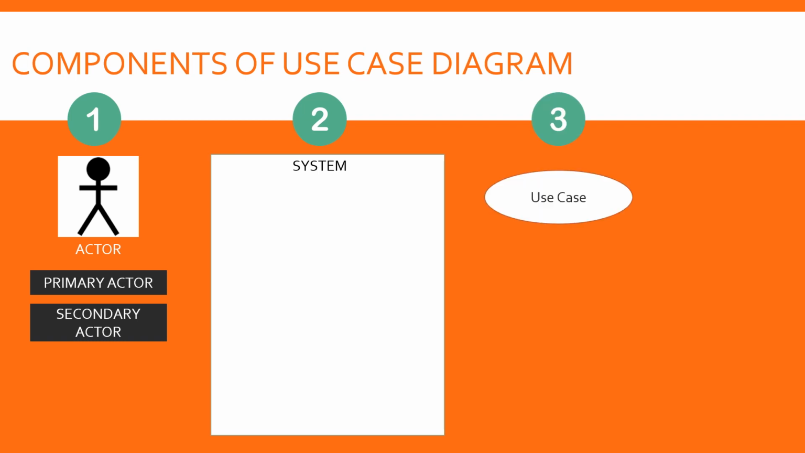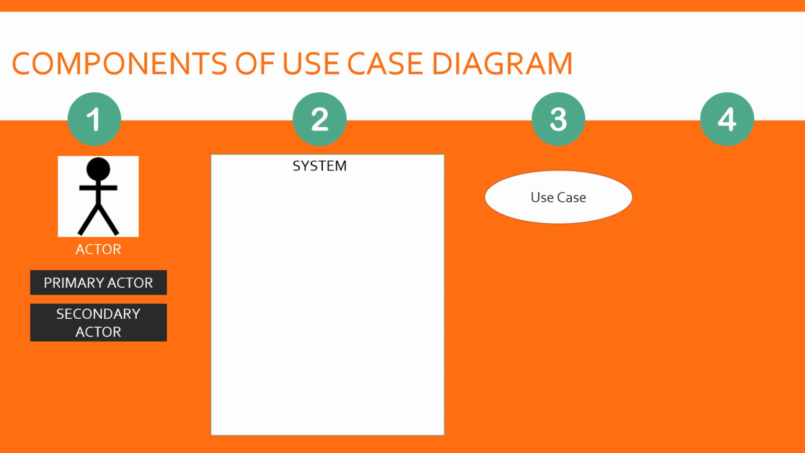It is depicted by an oval-shaped icon and describes what the system does. A use case has a unique name. The name describes the action taken by the actor. They are represented within the rectangle, the system that is, and forms the scope of the solution being developed.